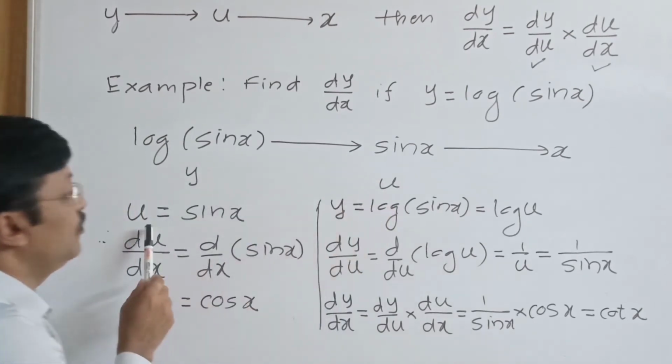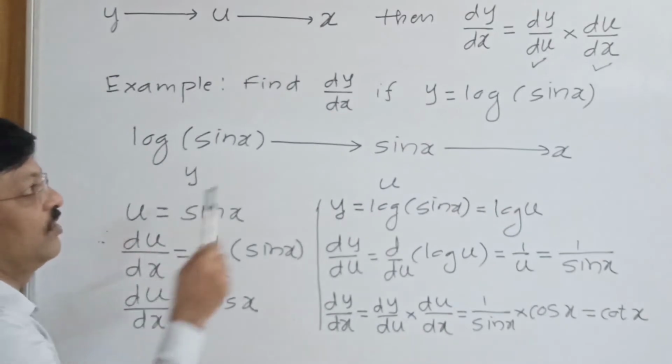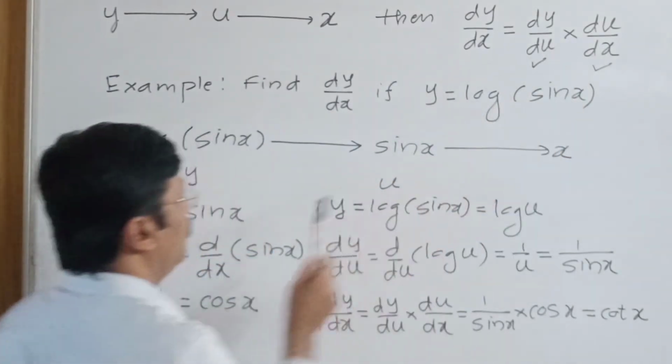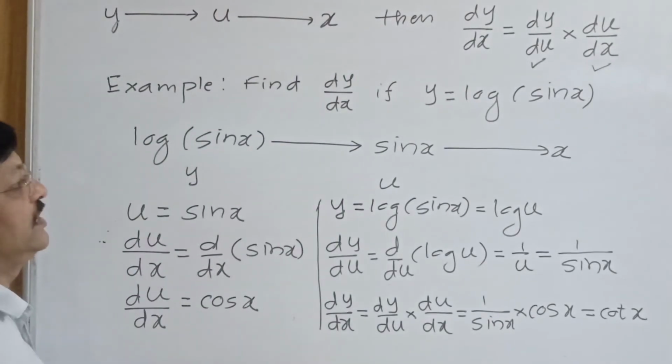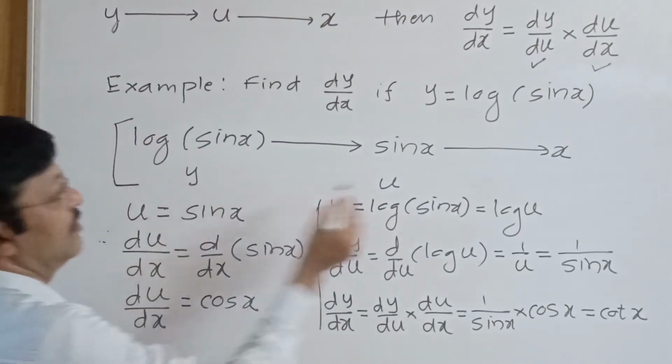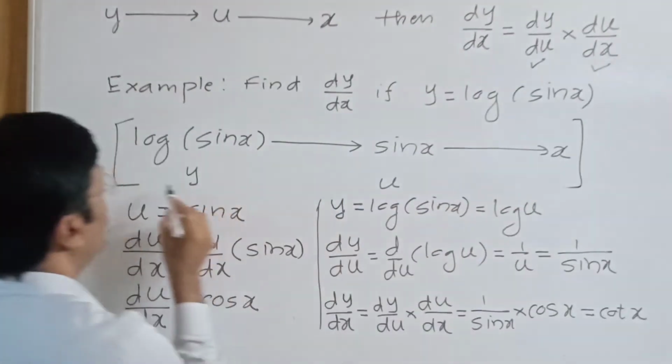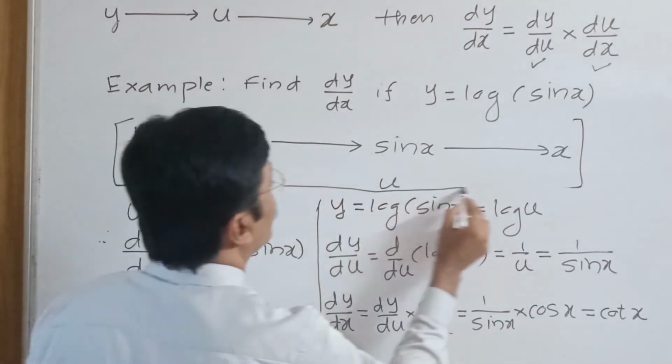Now we took this u in the beginning because we had to find out du by dx. So we took u is equal to sin x in the beginning. Actually this is the rough step. This is the rough step. You should remember this whole thing has to be done in mind.